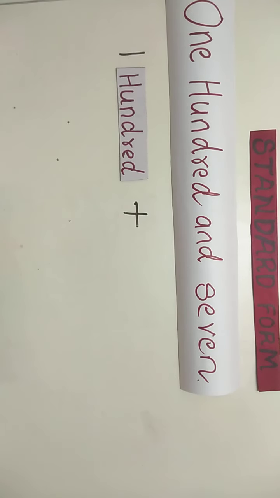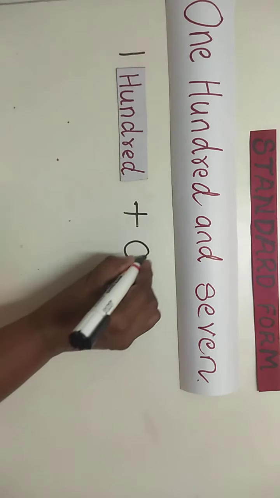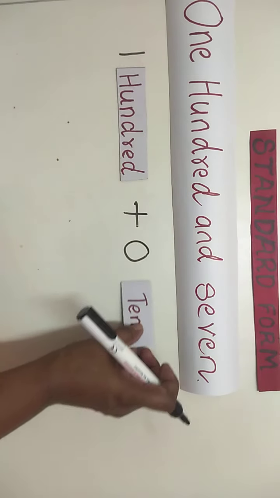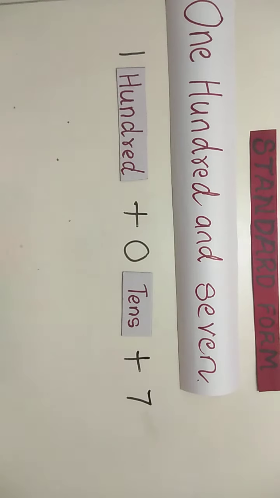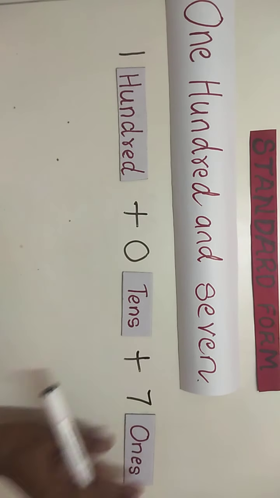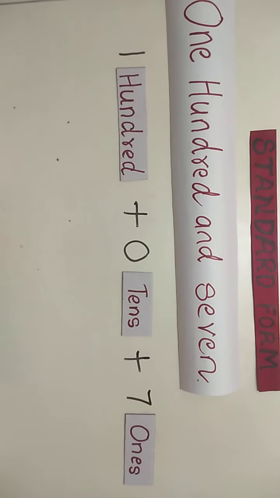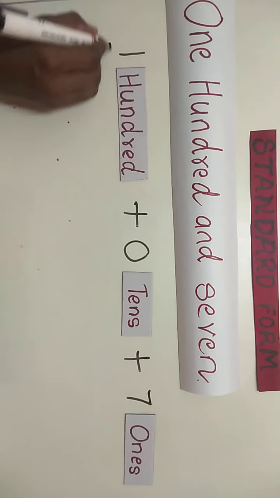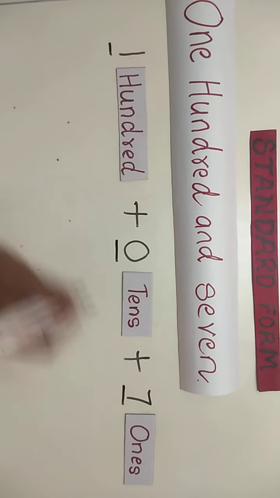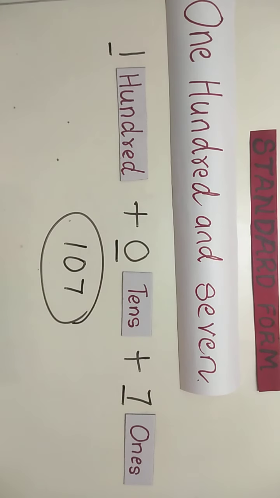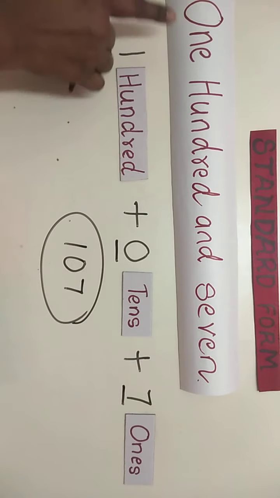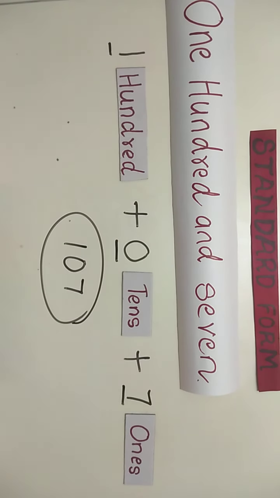No number? Sure? Yes. So what we are going to do is, we'll put a 0. 0 tens plus how many ones? 7 ones. So let us deduce our standard form. 107. So this is the standard form of the number name 107.